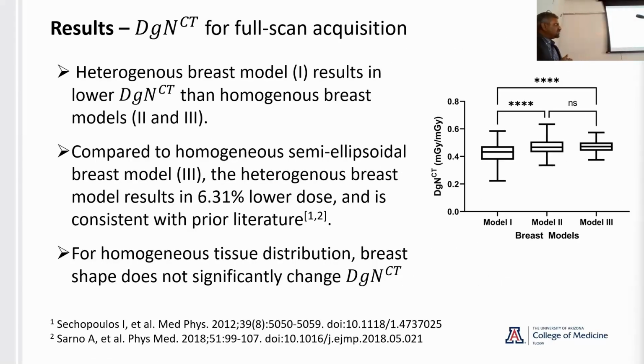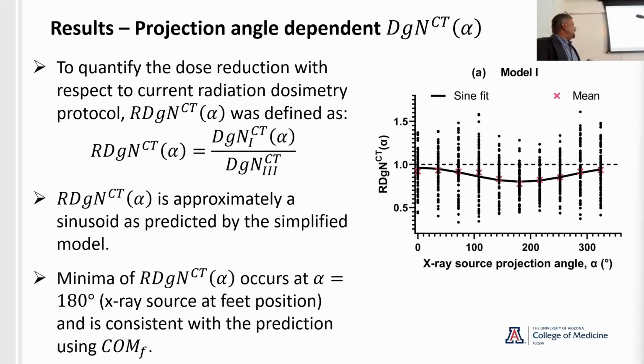So in terms of our results, we find that between the 3 models, model 2 and 3, which is basically a semi-ellipsoid and the real breast shape with the homogeneous distribution, there's no significant difference. But if you take the real distribution, there is a difference. And it's about 6% lower dose compared to what we report. So that's fine. If anything, we are over-reporting the dose. And if you look at the Monte Carlo simulations, the dots are basically the data for each one of the projection angles, the distribution, and X is the mean. And the sine fit shows that it follows a sinusoidal pattern.